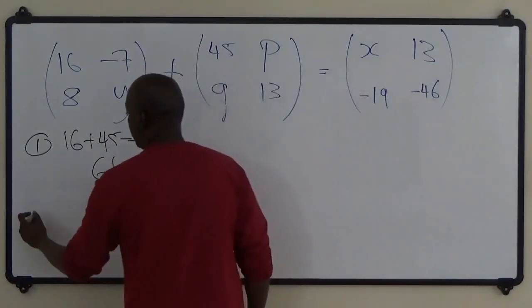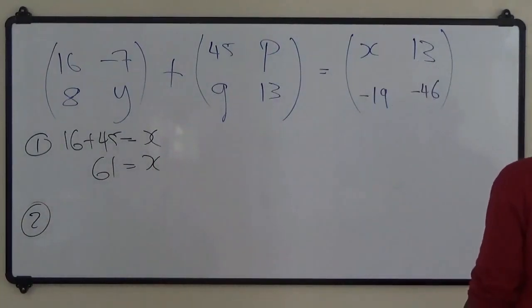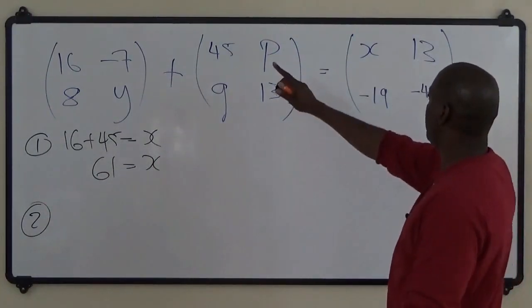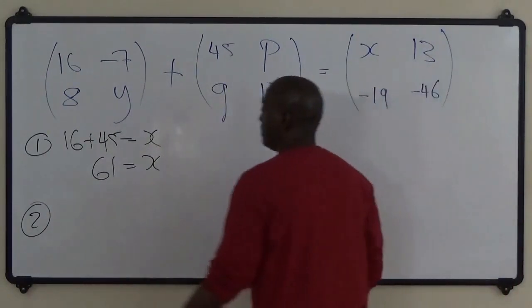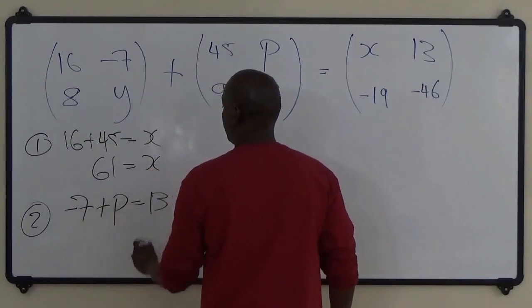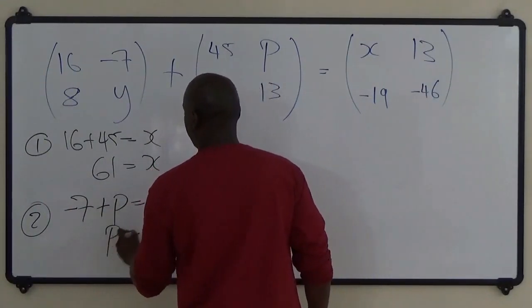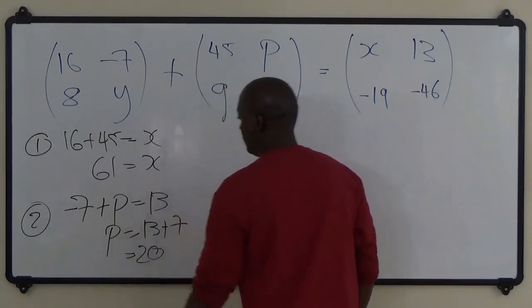All right? Equation 2. We want to find p. Minus 7 plus p is equal to 13. So p is equal to 13 plus 7, which is 20.